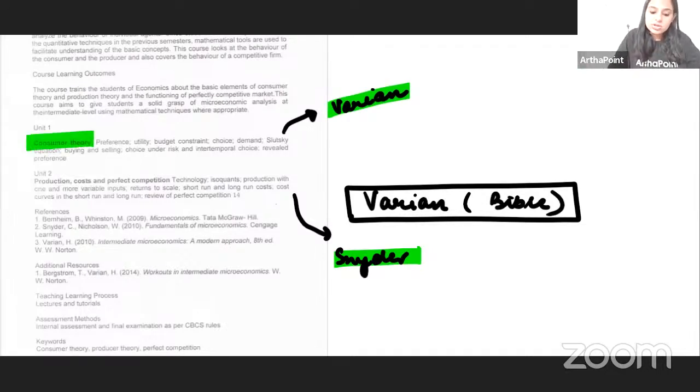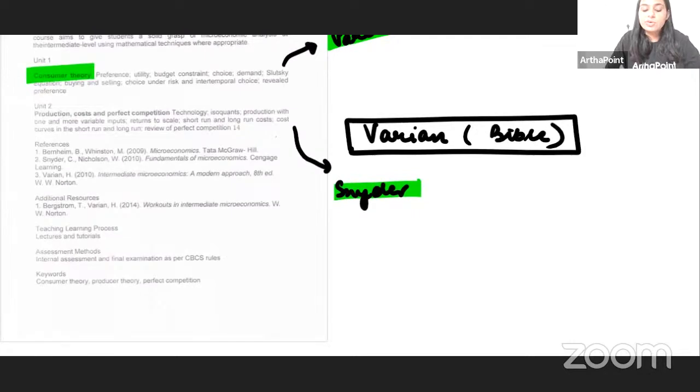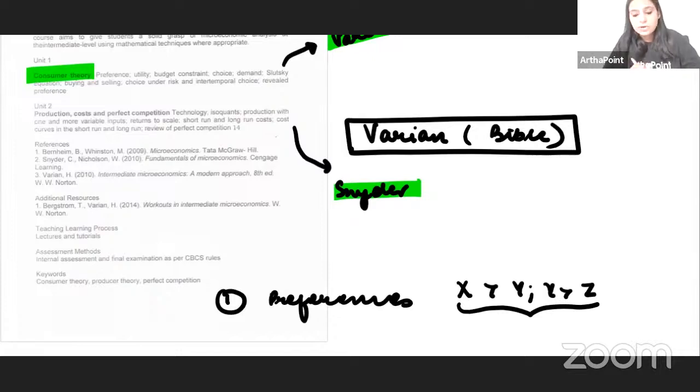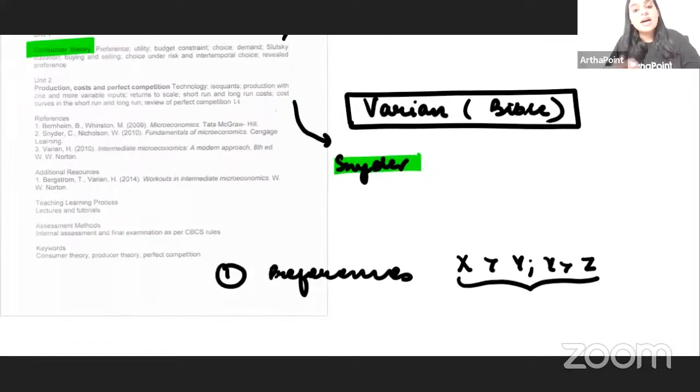Now let's talk about consumer theory. So what will we do in consumer theory? We'll talk about preferences. We will say whether X is preferred to Y, Y is preferred to Z. How are the preferences defined? What are the axioms of preferences? What is completeness? What is rationality? What is reflexive? What is transitive? Once I understand preferences, we want to represent preferences. That is where we will talk about the utility function.